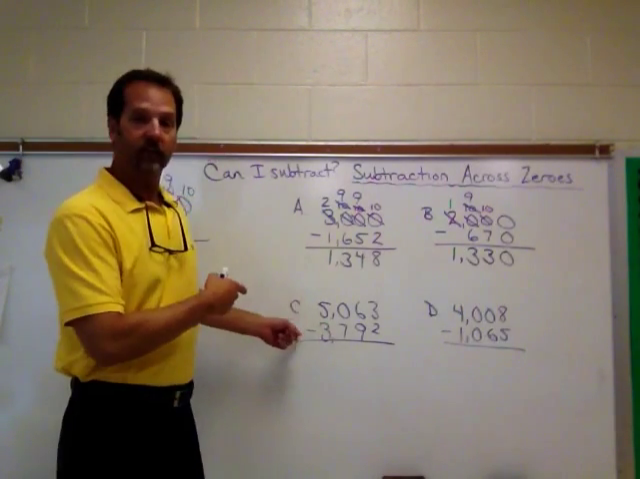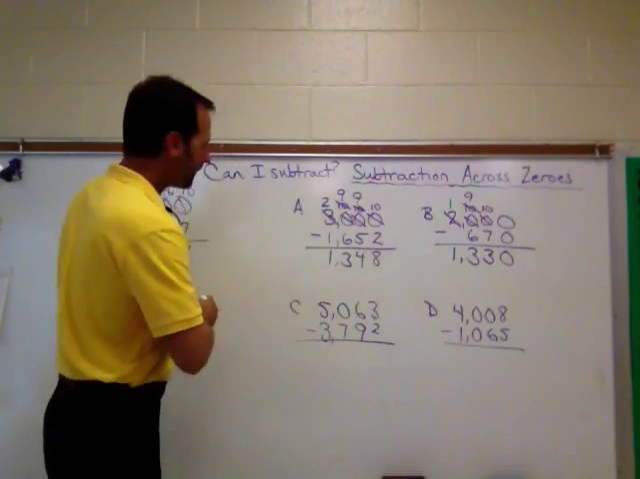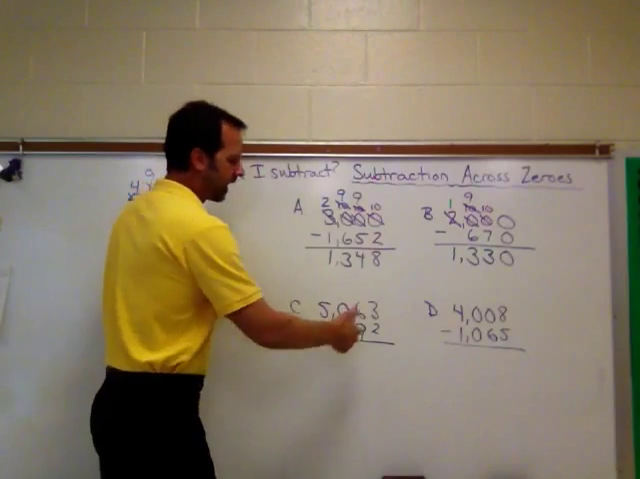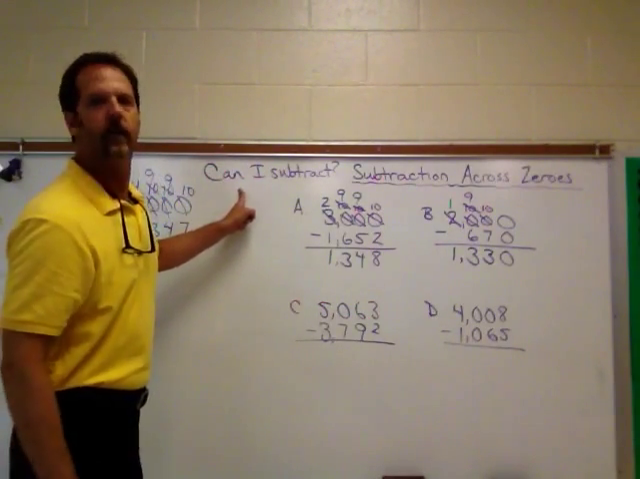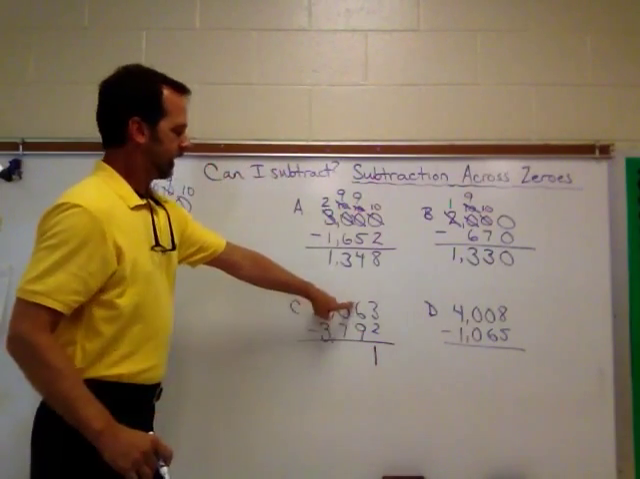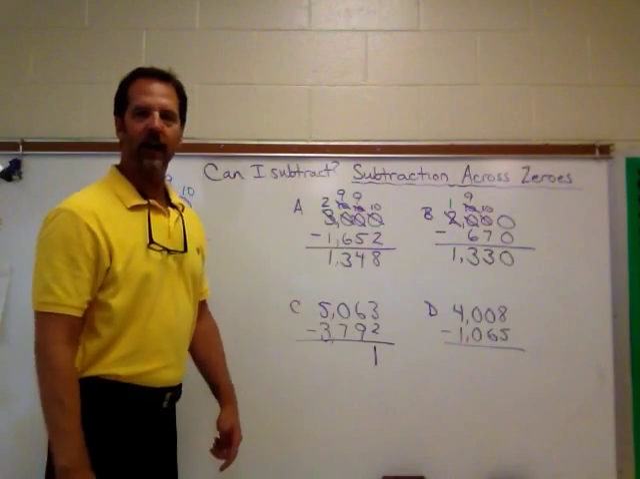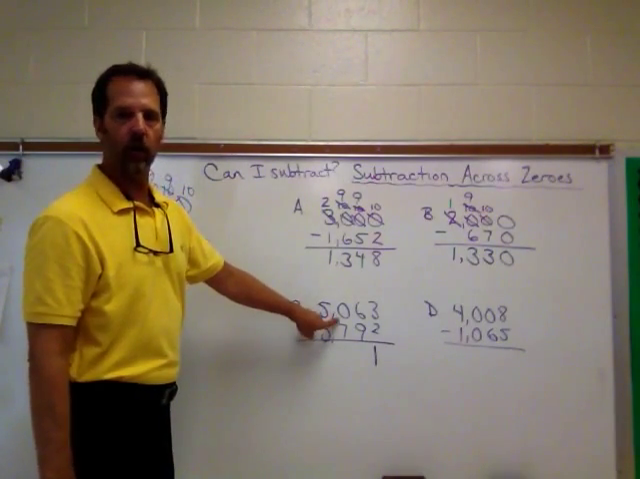All right. Did you try them? Were you careful? Let's see. Let's start with letter C here. I'm going to start in the ones place. 3 minus 2. Can I subtract? Yes. 3 is bigger than 2. And the answer there is 1. Tens place, I have 6 minus 9. Can I subtract? No. Can I borrow with a 0?